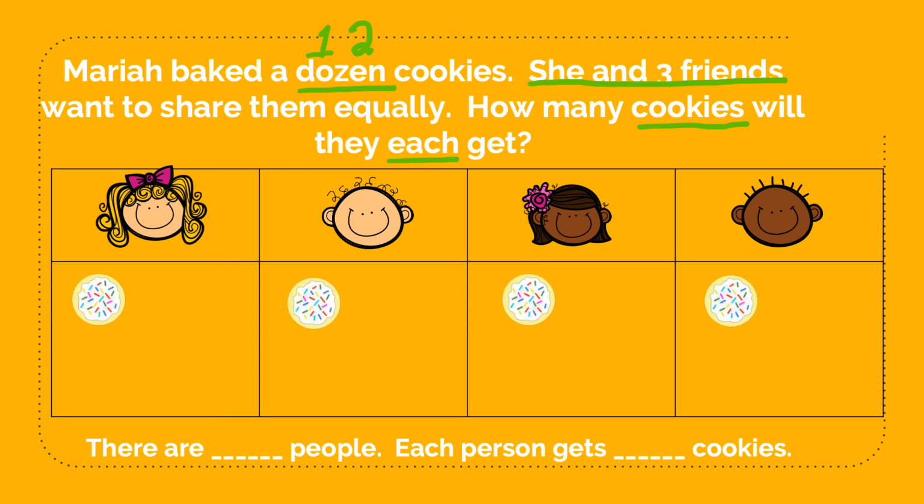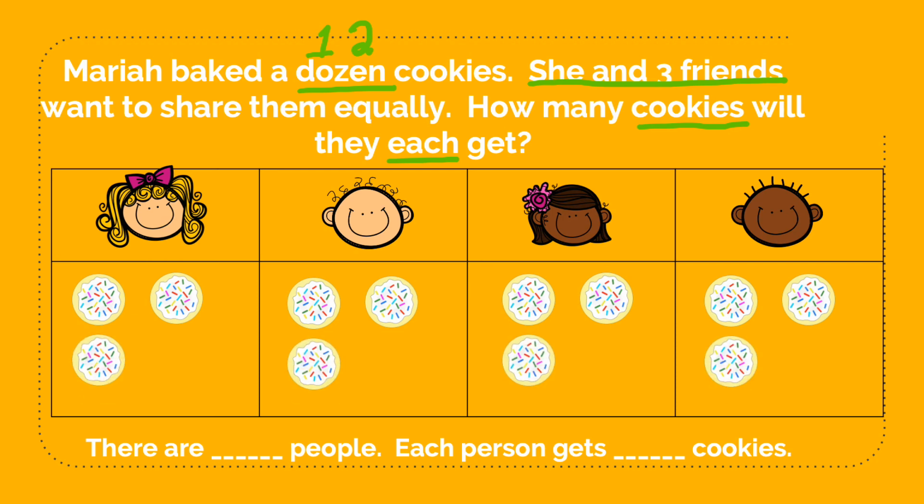Let's get started. So here I placed one cookie for each friend. I have placed 4 cookies. Now I place another cookie. Now I have used 8 cookies. I still haven't used all of my dozen or 12 cookies, so I need to place 1 more in each one. Now I have used up all of the 12 cookies. All 12 cookies have been shared equally among all the friends.